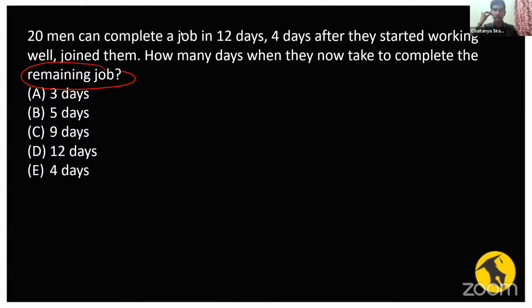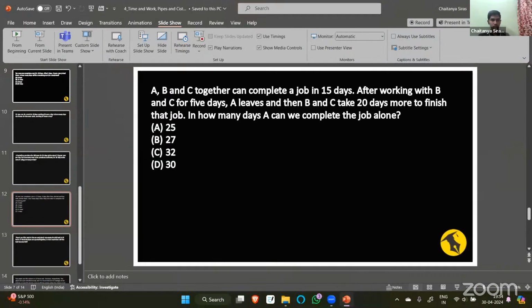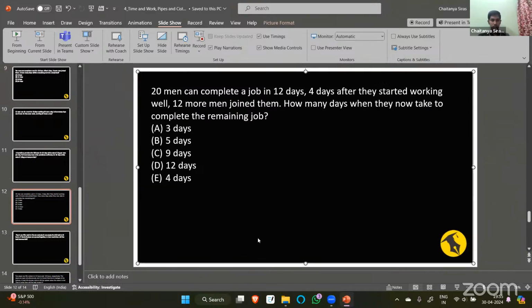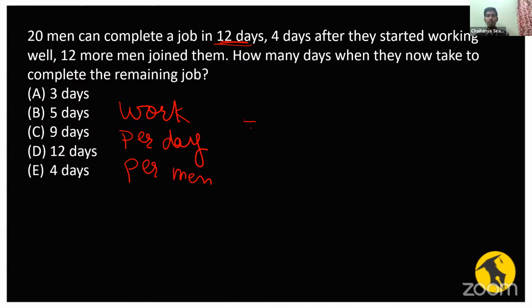Okay, so the question says that 12 more men joined them. So I'll make the correction. 12 more men joined them. So 20 men can complete a work in 12 days. So what's the efficiency of work per day per man? It's simply 1 by 20 into 12, 1 by 240.